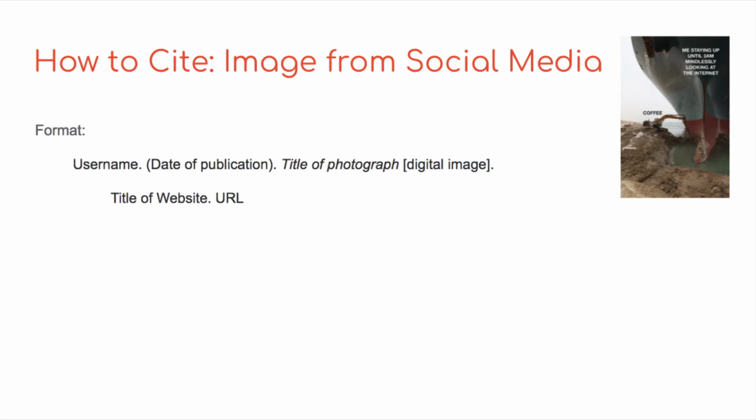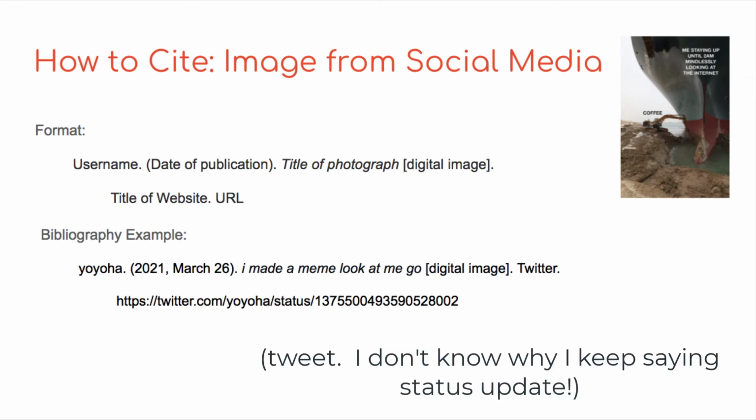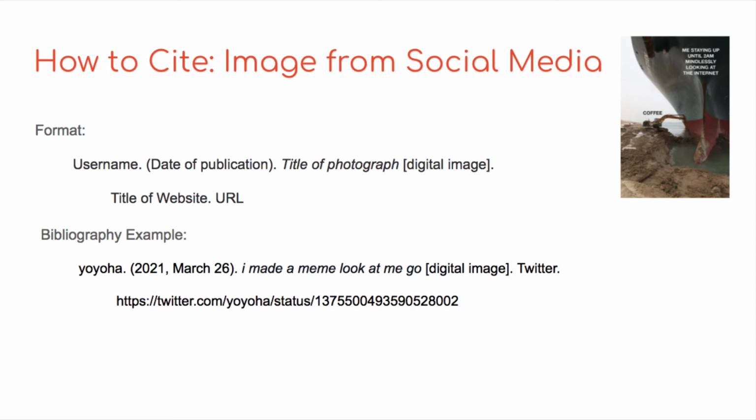Okay, so let's see how all that information fits together. So here's the original format. And then here's the example. So we have yo-yo-ha, the username, we have the date of the status update, and then we have the text of the tweet that accompanies the image, with digital image in brackets to describe what it is, the name of the site, Twitter. And then this is how you would do the in-text example. You would have the username and the year.